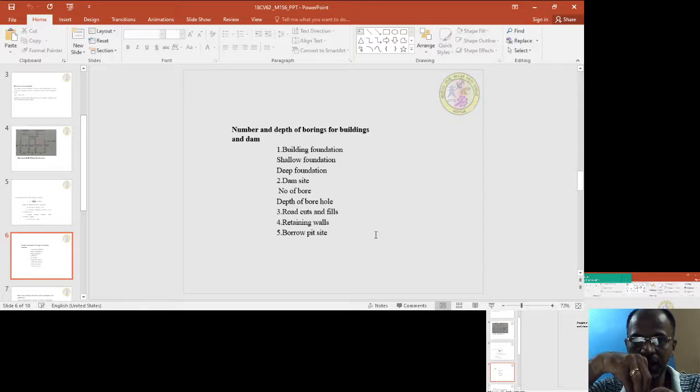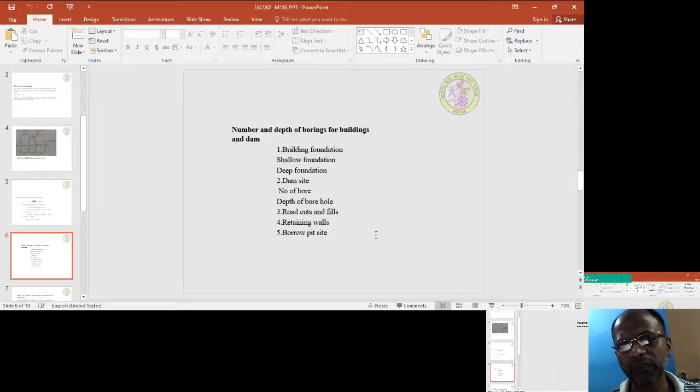Beyond that depth, the soil will not have any influence, or I can say much influence, due to the application of structural load. For example, if I am applying a 500 kilonewton load, its influence may be up to 2 meter depth. Beyond 2 meter, no stress may be passing to the ground.